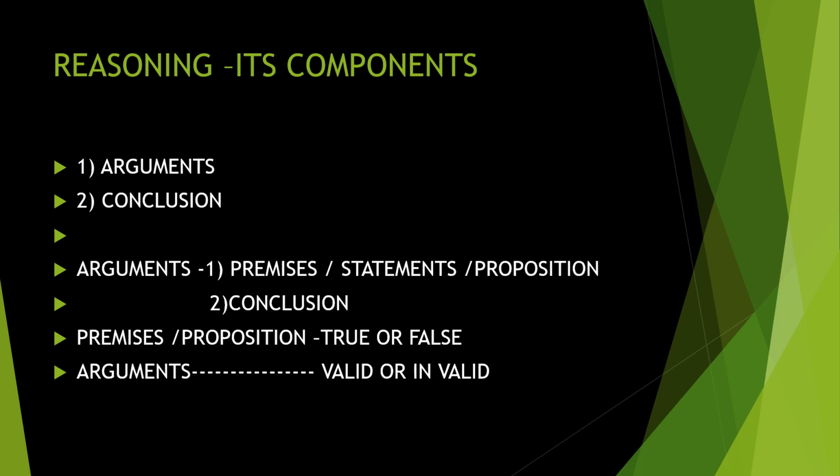So reasoning contains two parts, argument and conclusion. In an argument, we can see the premise as well as the conclusion. The premise can be true or false, and the argument is valid or invalid. I think you are somewhat clear about the area. It is a very simple thing, so you get an idea of it.